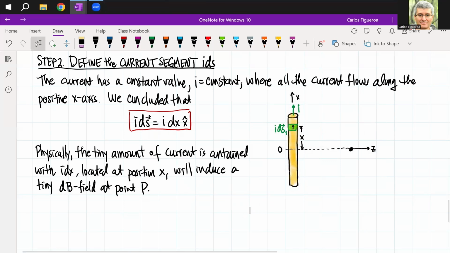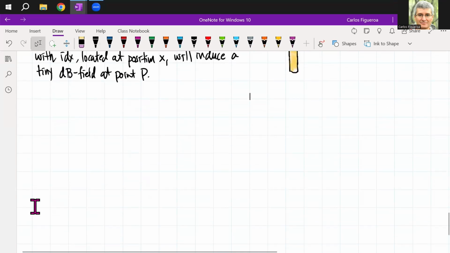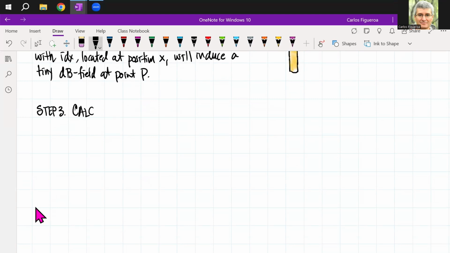Now that I have that, let's go to the next step. Step 3. Now we want to calculate the displacement. And of course, the displacement is a vector. So I need to talk about its magnitude and direction and the tiny field dB.